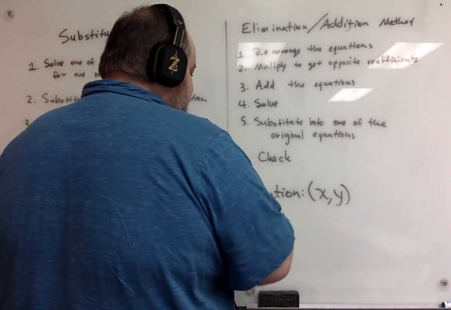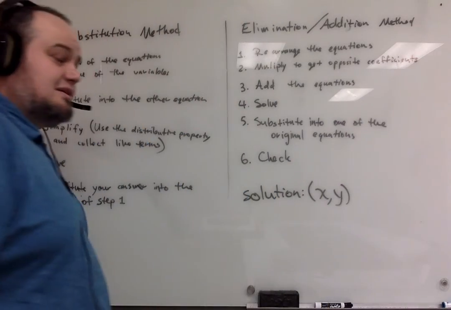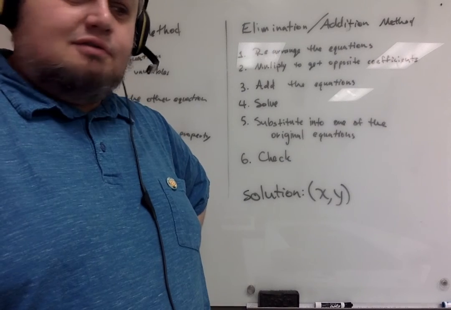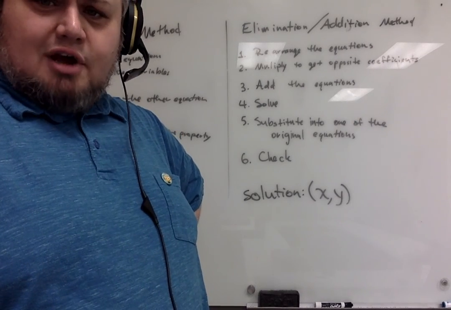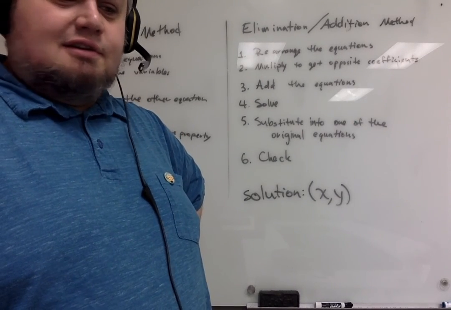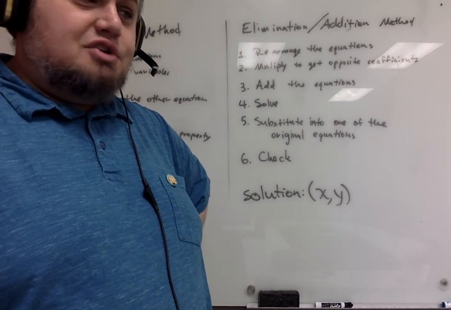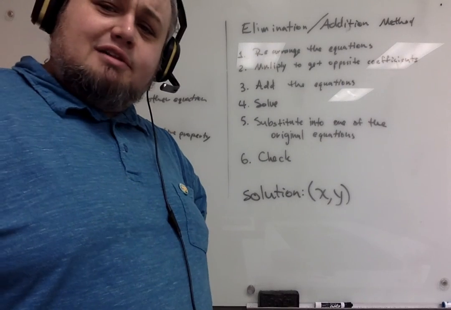And then, of course, step 6 is the same as step 6 in the substitution method, and that's just to check. So check those. Always check your work. You'll know you got them right. It's great for tests. It's not like on a history test where you just have to hope you remembered it correctly. Here you can check and be like, look at that, I know I got this one right.